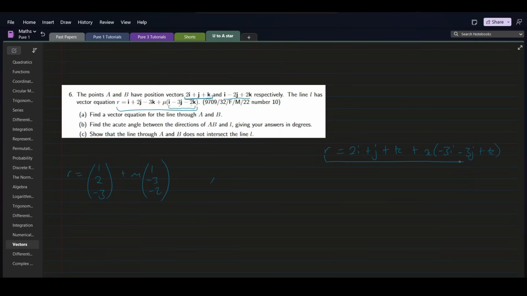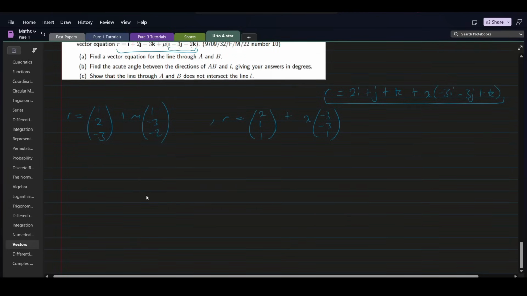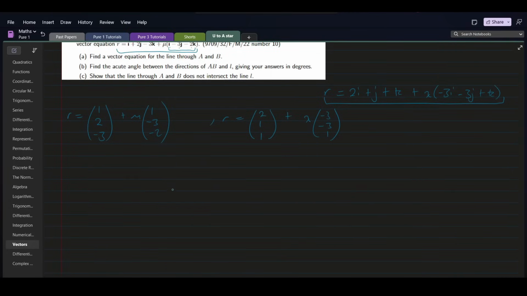And then we're going to do the same for the equation for the line through A and B. So that's r is equal to (2, 1, 1) plus lambda times (-3, -3, 1). Okay, so we're supposed to show that the line through A and B does not intersect the line L. So using these two equations, we can create 3 sets of equations. Since we're looking for a point of intersection, we're going to solve them simultaneously.